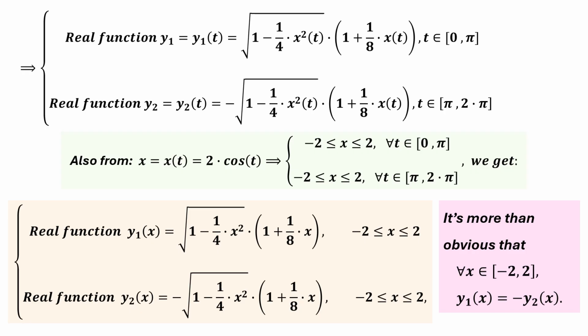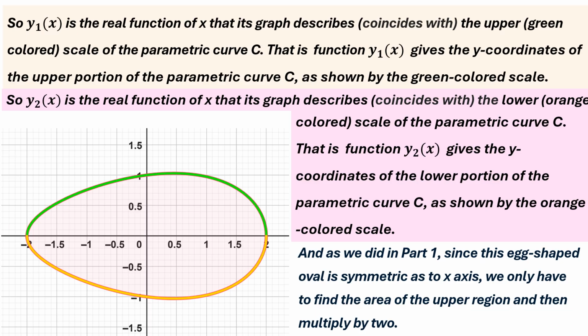Also, for all t in the closed domain from 0 to 2 pi, x of t is in -2 to 2. So y1 and y2 are real functions of x, with -2 less than or equal to x less than or equal to 2. So y1 of x is the real function of x whose graph coincides with the upper, green-colored, arc of the parametric curve C. That is, function y1 of x gives the y-coordinates of the upper portion of the parametric curve C, as shown by the green-colored arc. y2 of x corresponds to the lower orange-colored arc.